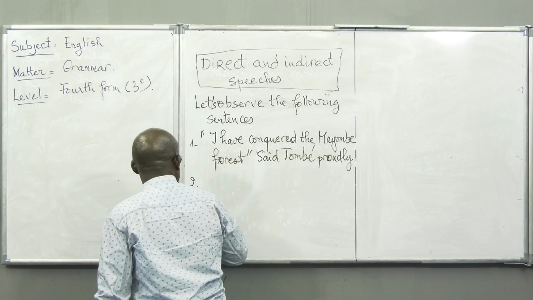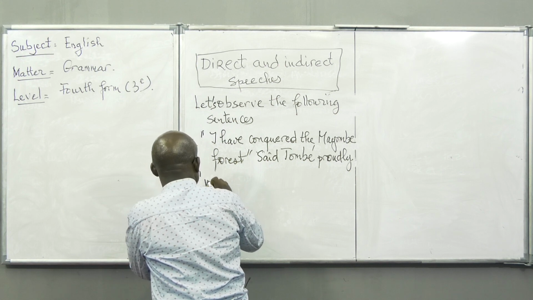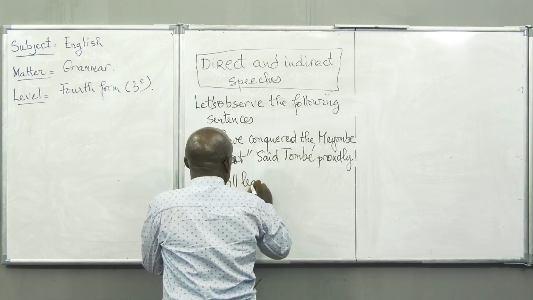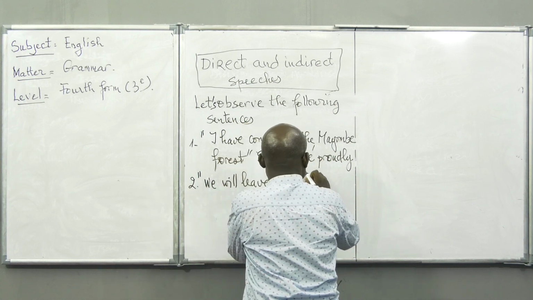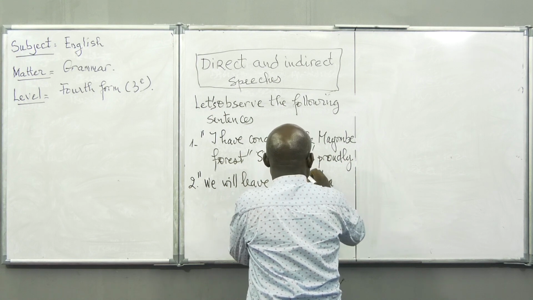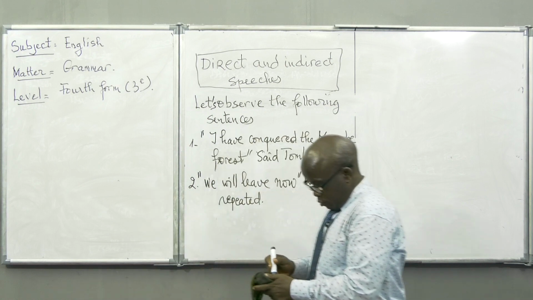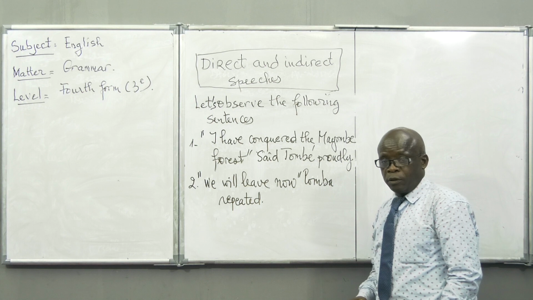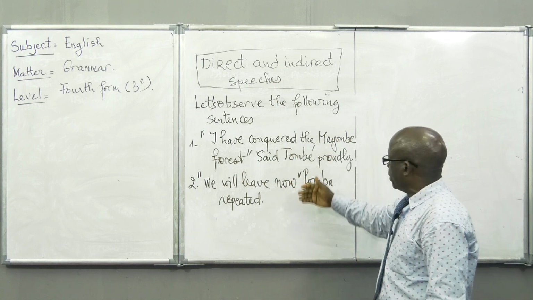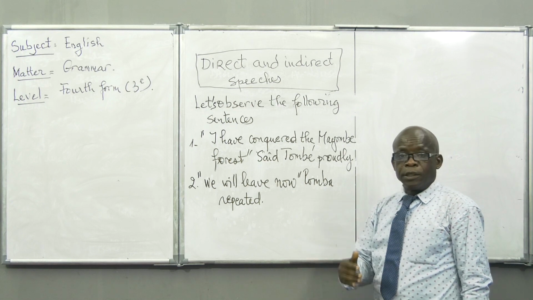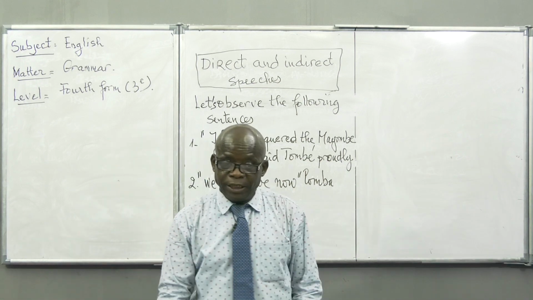Second sentence: "We will leave now," Lomba repeated. Okay, we have two sentences on the board. The first, "I have conquered the Mayombe forest," said Tombe proudly. Second sentence, "We will leave now," Lomba repeated. Activity one.